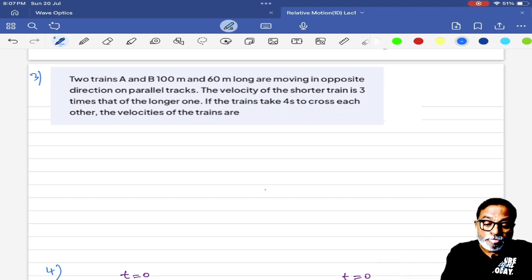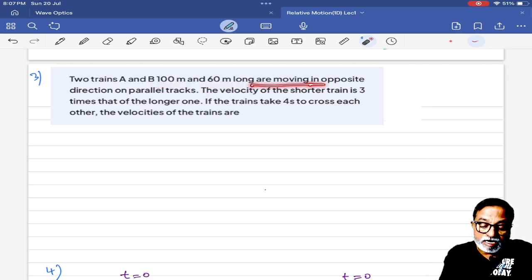So, here two trains A and B, 100 meters and 60 meters long, are moving in opposite directions on a parallel track. The velocity of the shorter train is 3 times that of the longer one. If the trains take 2 seconds to cross each other, what is the velocity of the trains?